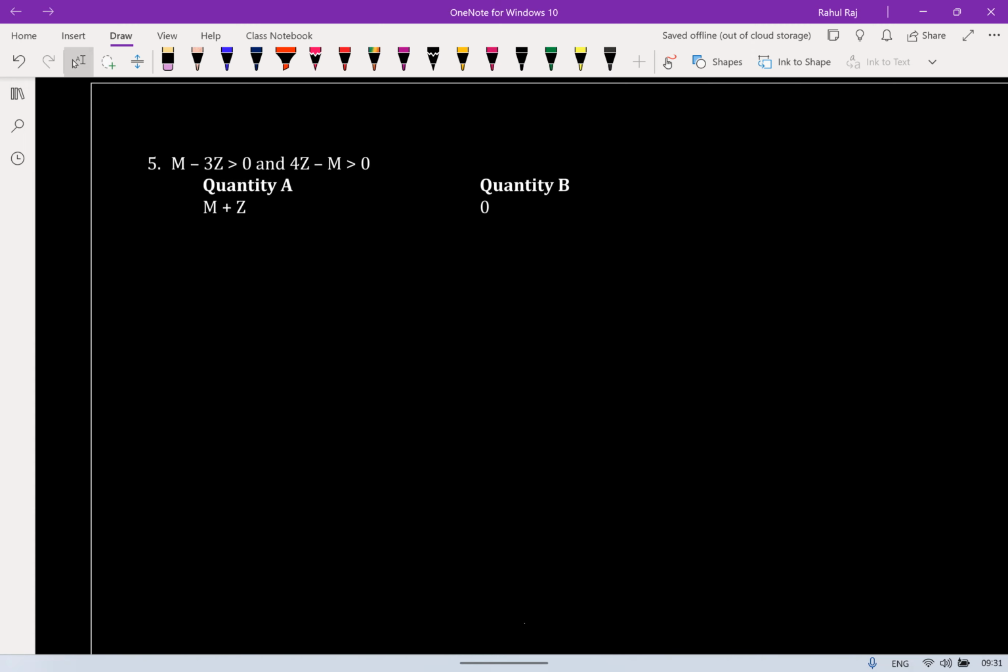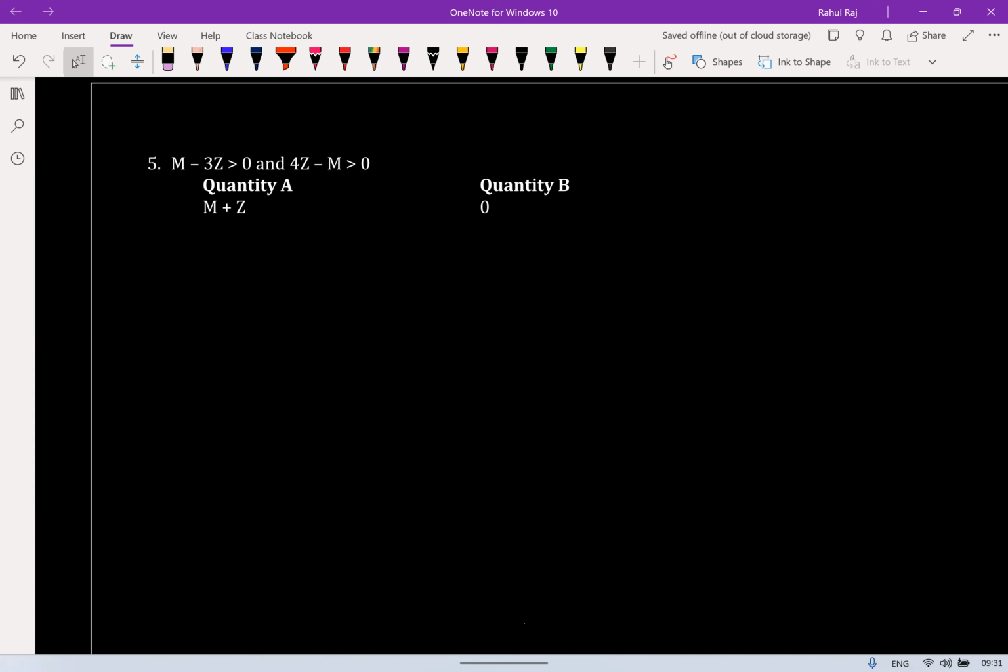So question number 5, please. For this one, you can simplify M down to M is greater than 3Z or less than 4Z. But I wanted to know, how do you apply this to the answer then? Because you don't have any other information given. I'll tell you, but think once, please.